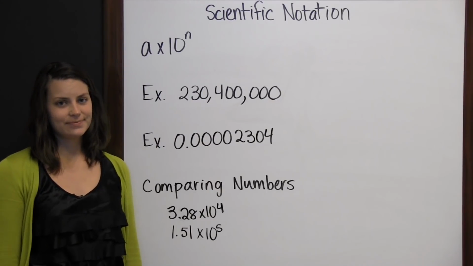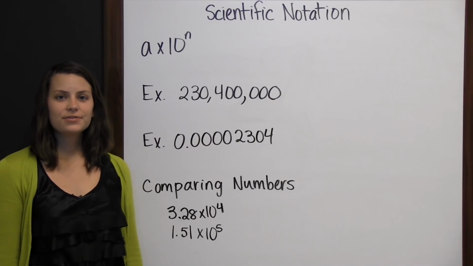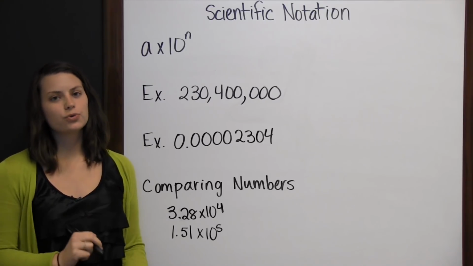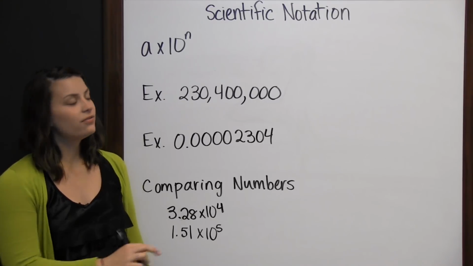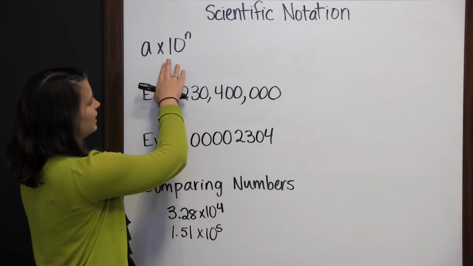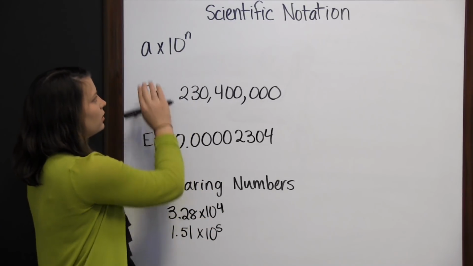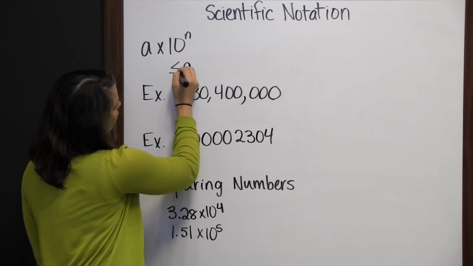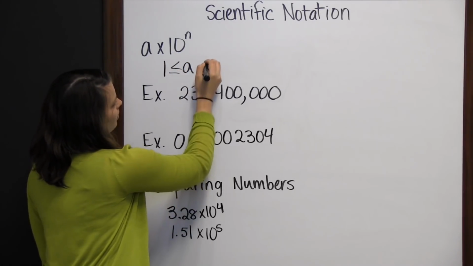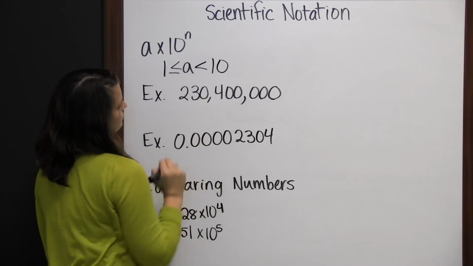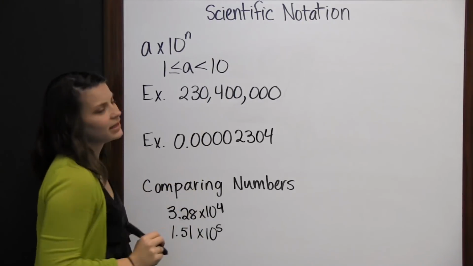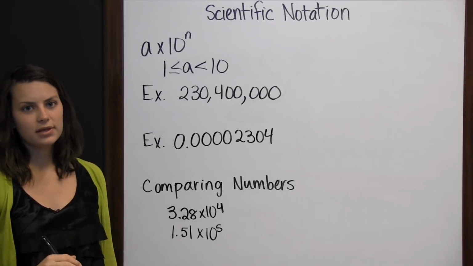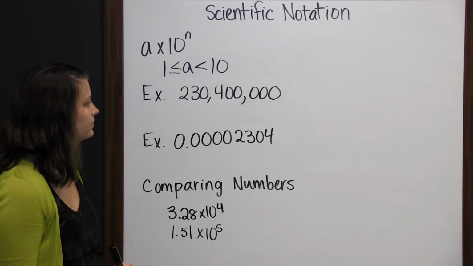Scientific notation. Scientific notation is used to write larger numbers in a shorter form. And the form is a times 10 to the n, where a is a number that is greater than or equal to 1, but less than 10. And n is the number of times we must move the decimal, and in which direction.